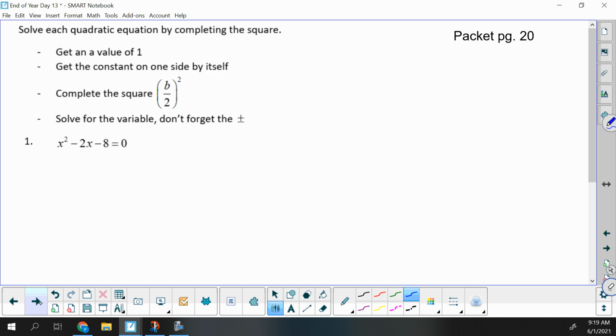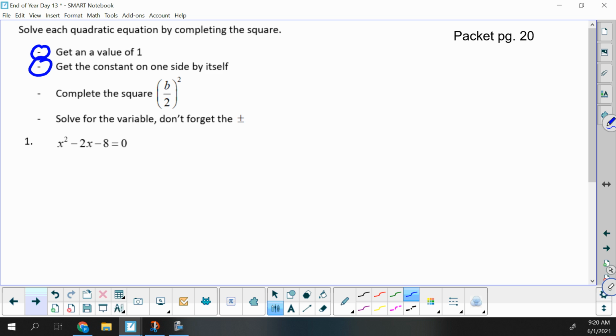So first thing we want to do is always get an A value of 1. So that's a leading coefficient of 1. Get any constant by itself on the other side. So that's the thing that doesn't have any variables. We're going to take half of our B value and square it. And that's what we are going to add to both sides. And then we're going to solve for the variable.